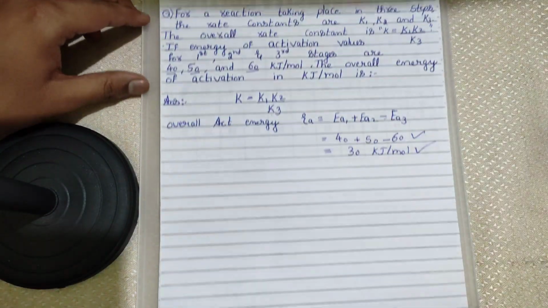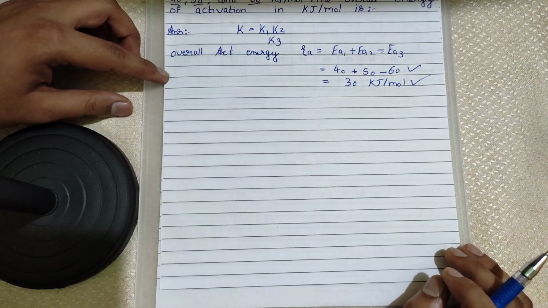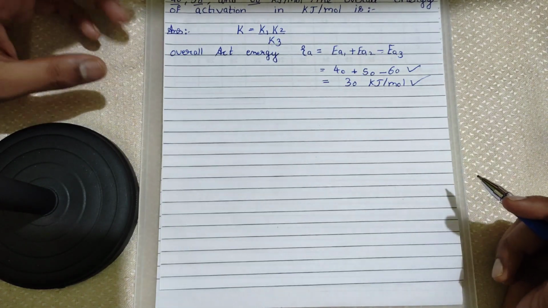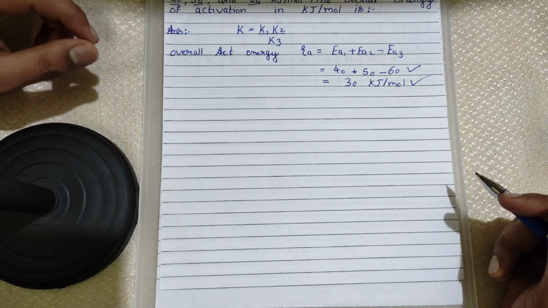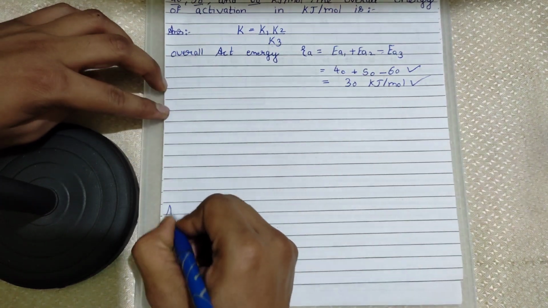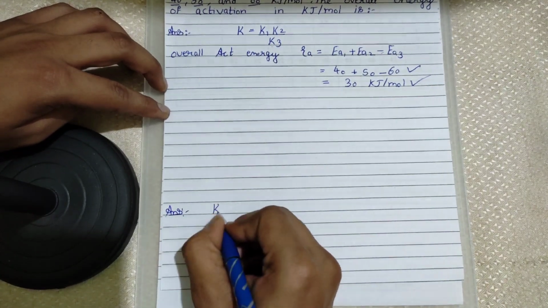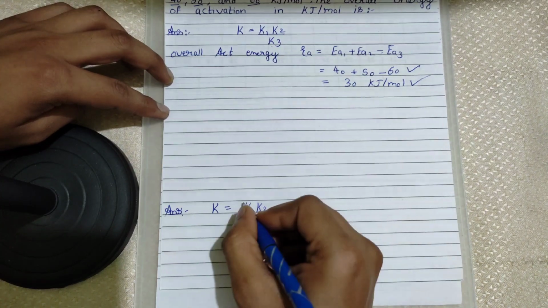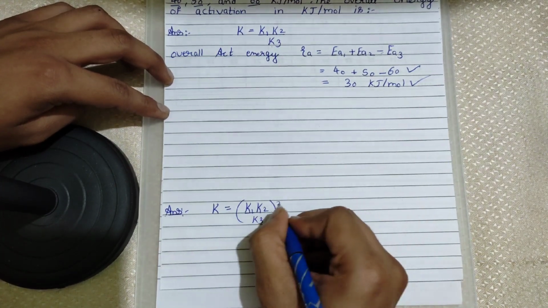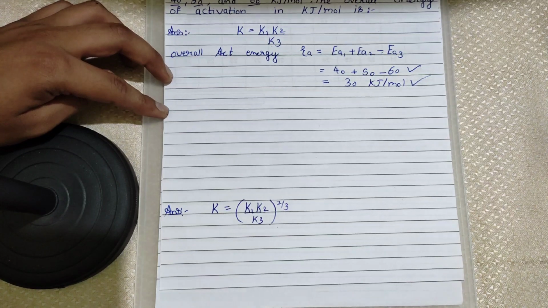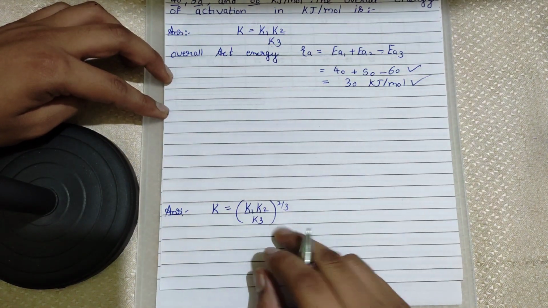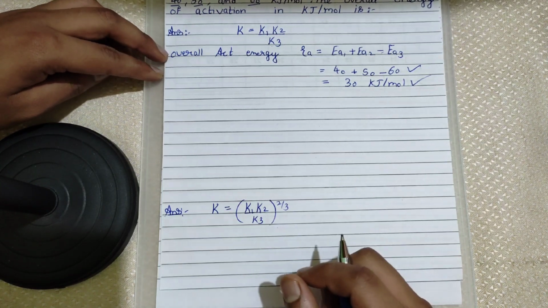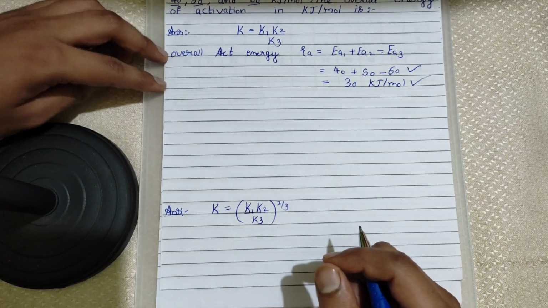Now let's take one more example. Another example I am taking here, you can read. They have given a reaction taking place in 3 steps, and the main thing to focus on is what they have given: K equals overall K1 K2 by K3, and in the bracket they have given us 2 by 3. We have to calculate the overall activation energy in kilojoule per mole, and they have given 180, 80 and 50 for K1, K2 and K3.